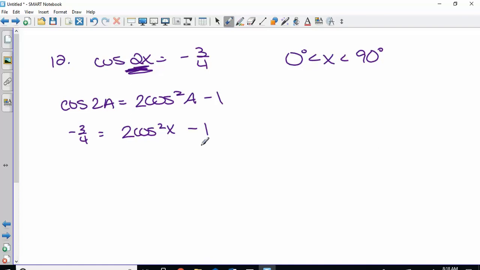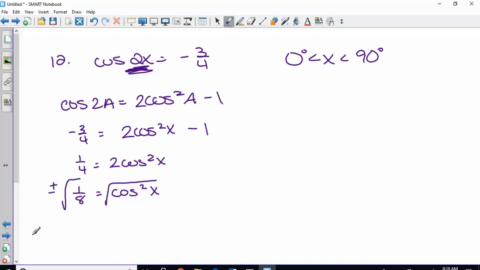So if I'm trying to solve this for x, or for cosine x, what would we do? Add our 1. Then we have to get rid of this 2, so if you divide by 2, that's 1/8. How do you get rid of a square? When you add a square root, we have to have positive and negative. To decide which one, we look up here. It tells me x is between 0 and 90.